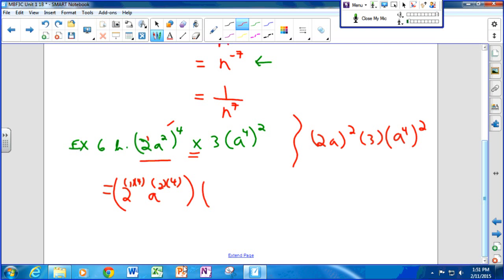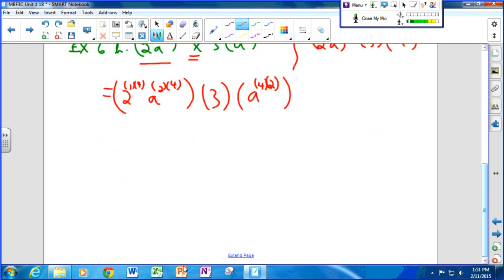Then we have 3, and now we have a to the power 4 times 2. Whoops. I'm just going to extend the page right here. So let's work this out. I have 2 to the power 1 times 4, which is 2 to the power 4. And then I have a to the power 2 times 4, which is a to the power 8. So that's the first expression. Then we have a 3. And then I have a to the power 4 times 2, which is 8, and that is an a to the 8, not a 9. Gotta watch myself there.